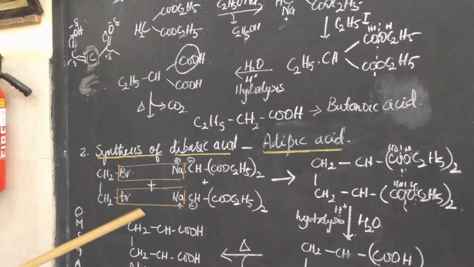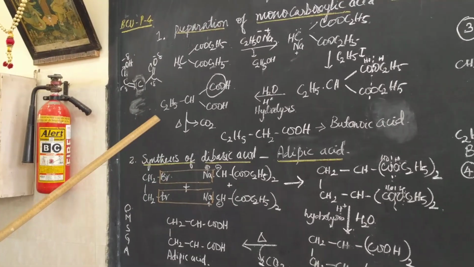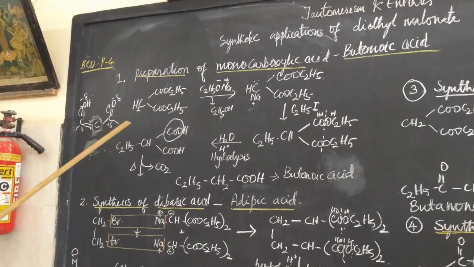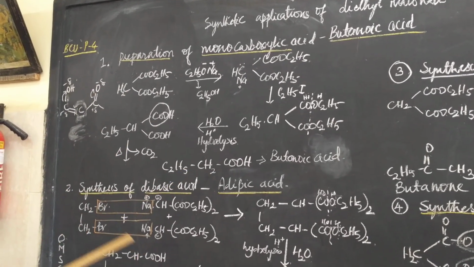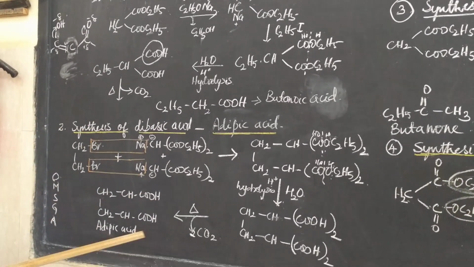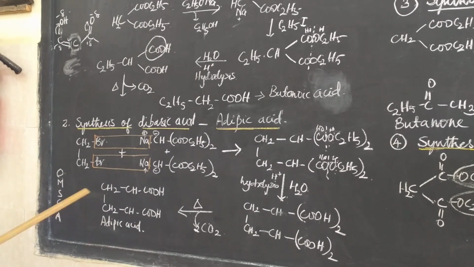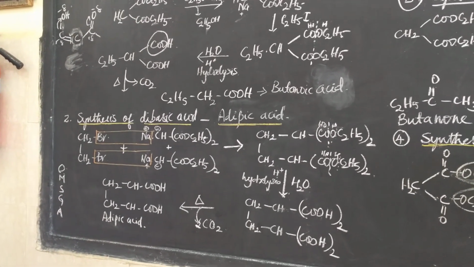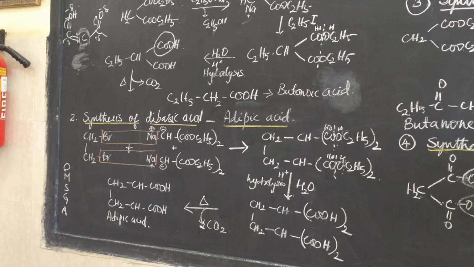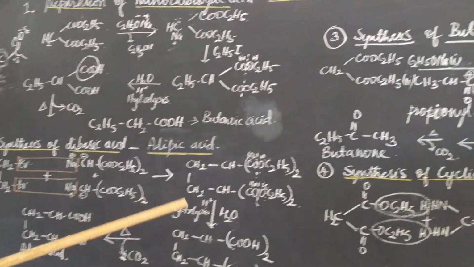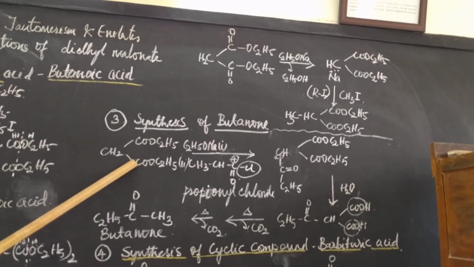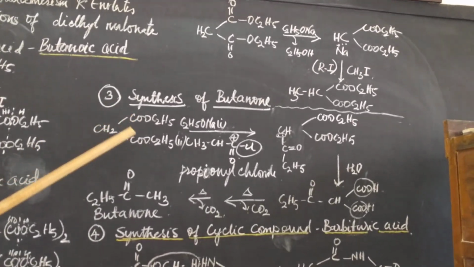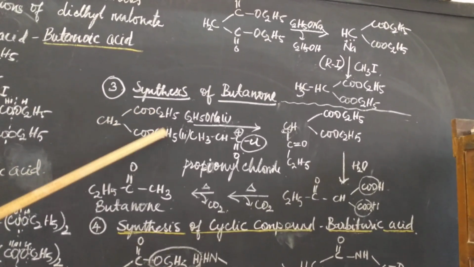Now we have finished with 2 synthetic conversions. That is, how am I converting diethyl malonate to butanoic acid, and then how I am converting this into adipic acid. Now let's go to the third conversion. That is, how do I get butanone from my malonic ester, diethyl malonate.